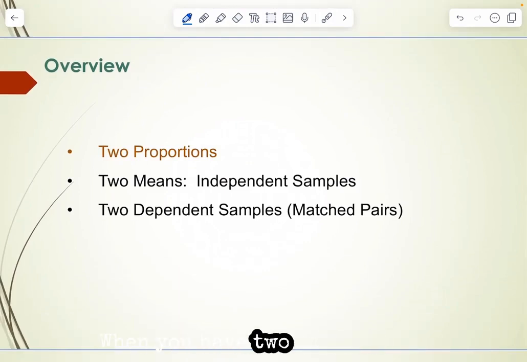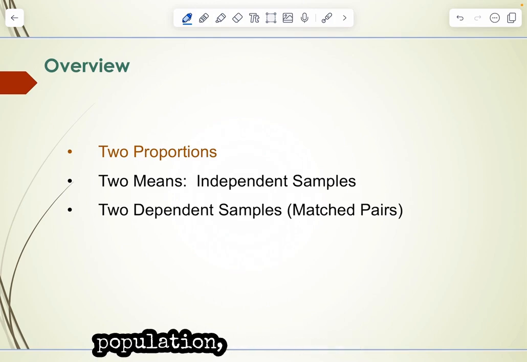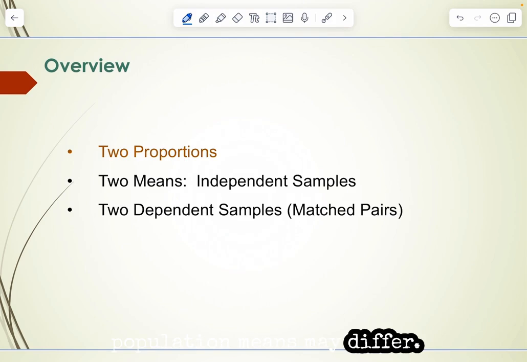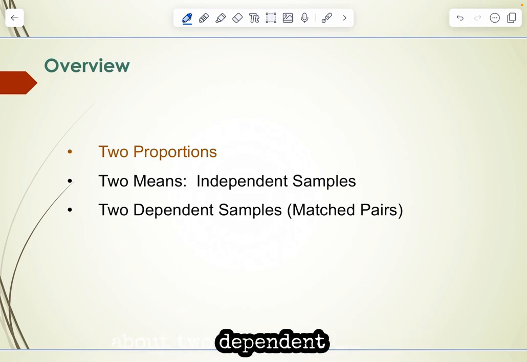When you have two proportions, you have two samples and each one has a proportion, and you want to say something about the two populations from which the samples came. And then you've got two means, and you have two independent samples, one from each population, and you want to say something about how the two population means may differ. And then we're going to talk about two dependent samples, where you have matched pairs. That's a very useful test.